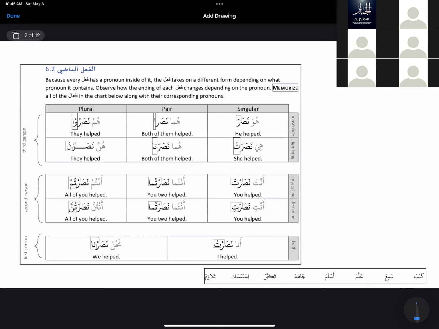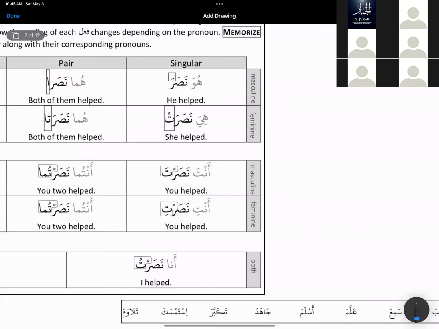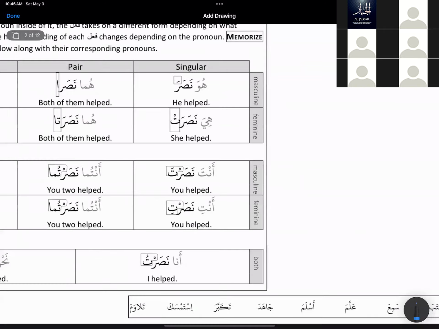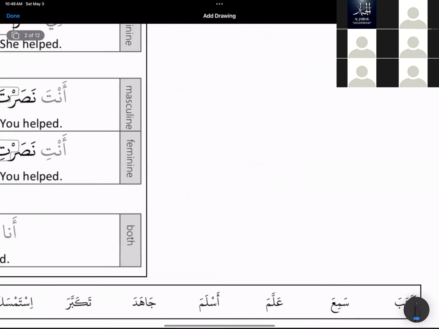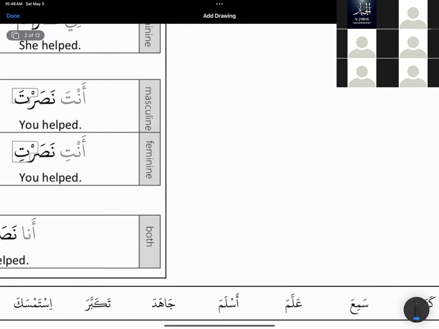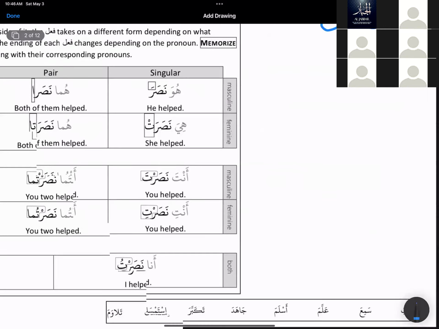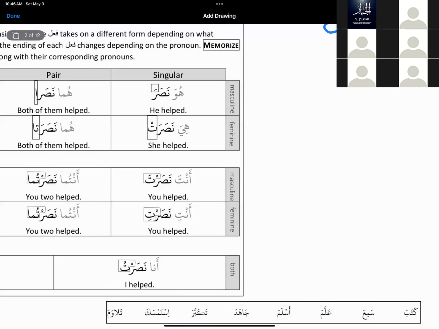So now for huwa nasara, or we can say huwa kataba, or we can say huwa sami'a, huwa allama, huwa aslama, huwa jahada, huwa takabbara. I have all these words over here, right? I'm reading from here. Huwa istamsaka, huwa talawama. Right? So you see that some of them are only 3 root letters, right? For example, kataba, you're going to call it family 1 or thulathi mujarrad. Yes, so kataba is thulathi mujarrad, right? Sami'a is thulathi mujarrad. Allama is, it's not.